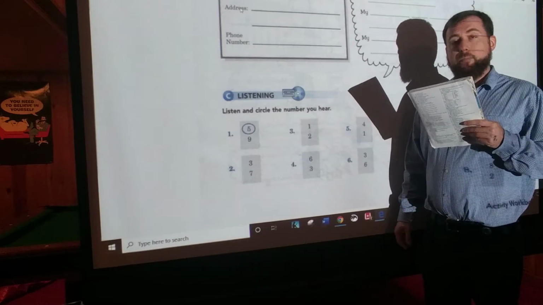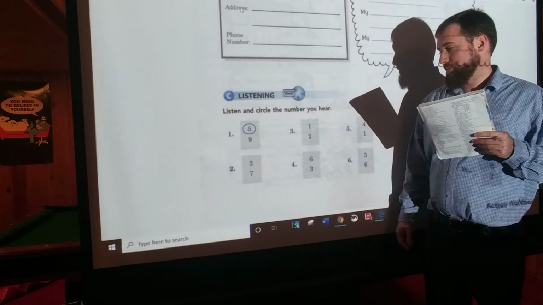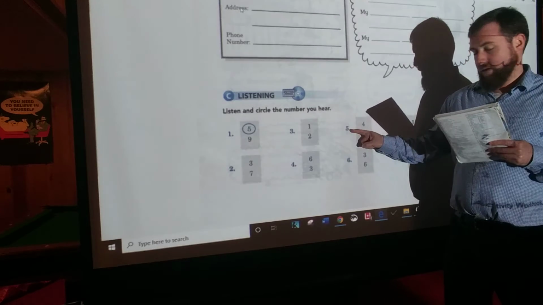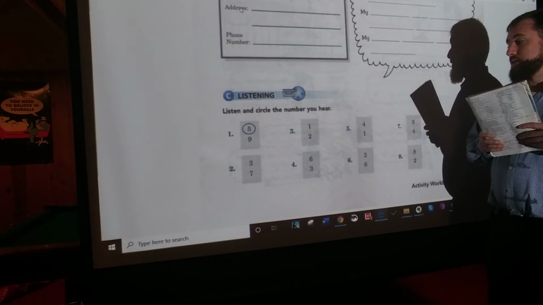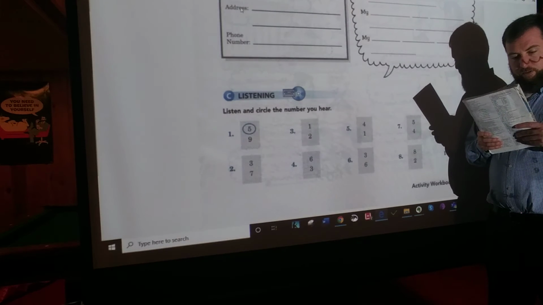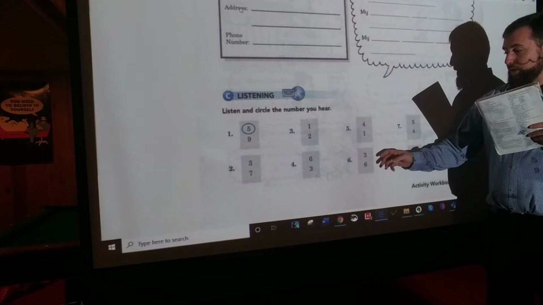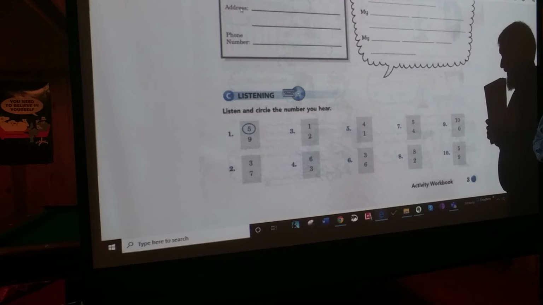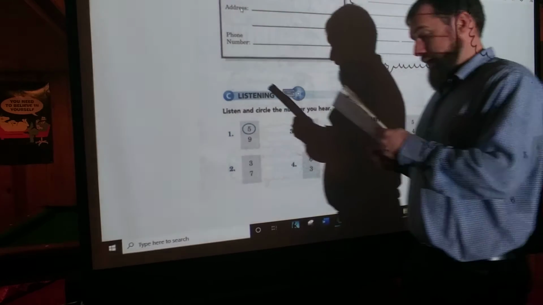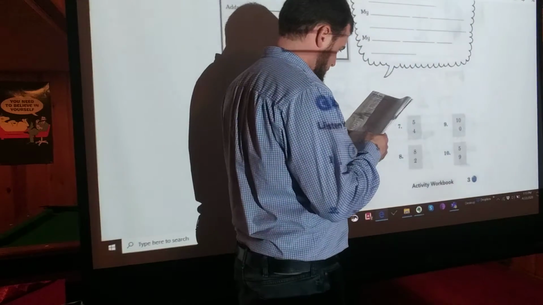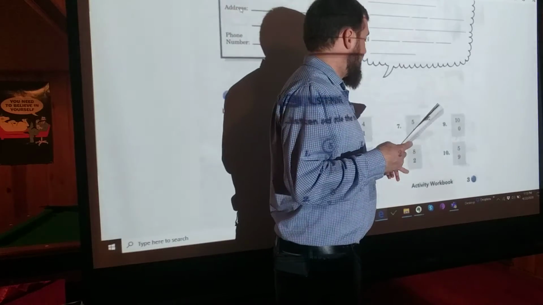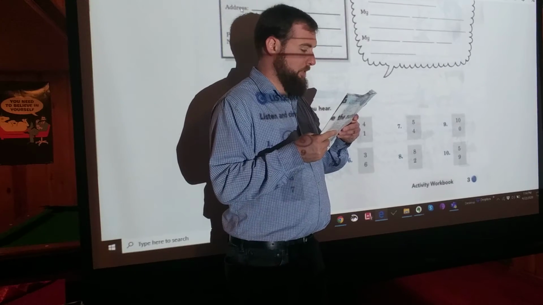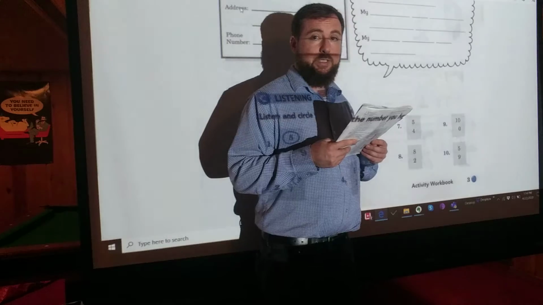Number 3. My address is 2 Main Street. Number 4. My address is 6 Main Street. Number 5. My address is 1 Main Street. Number 6. My address is 3 Main Street. Number 7. My address is 4 Main Street. Number 8. My address is 10 Main Street. I'm sorry, I read the wrong one. Number 8. My address is 8 Main Street. Number 9. My address is 10 Main Street. Number 10. My address is 9 Main Street.